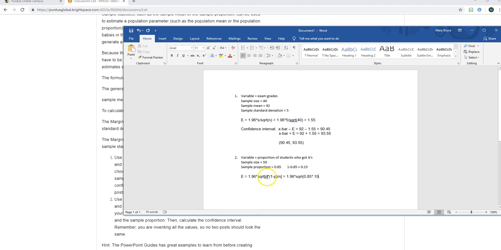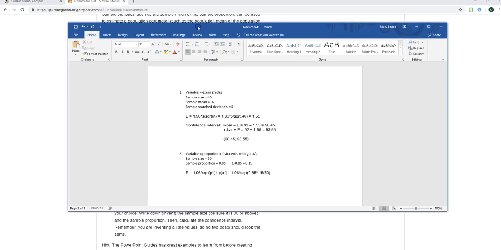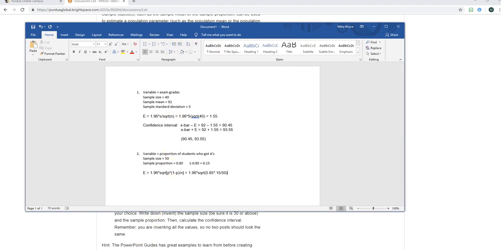So notice I already did my P, which was really my P hat, and multiplied it by the 1 minus P. So that I'm ready now just to say divided by N. N is your sample size. And remember, in this case, I picked 50 right here. And when y'all do your post, just make sure you specify all these values. Okay, so by hand, we're going to go back to our Web 2.0 calculator.